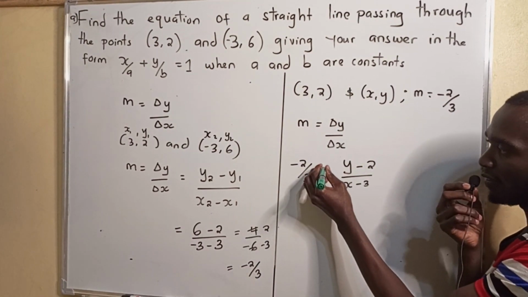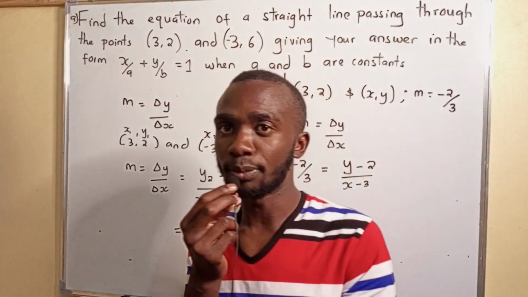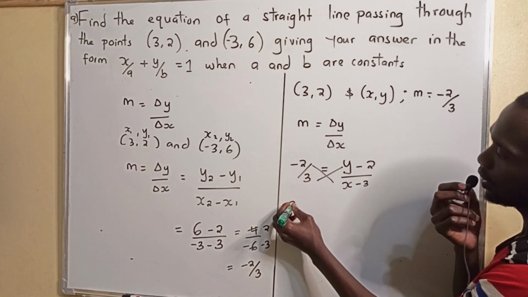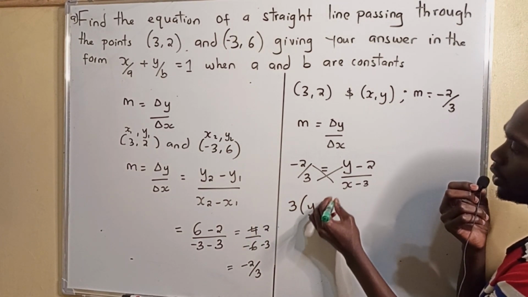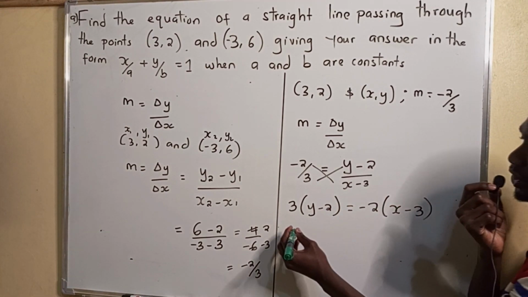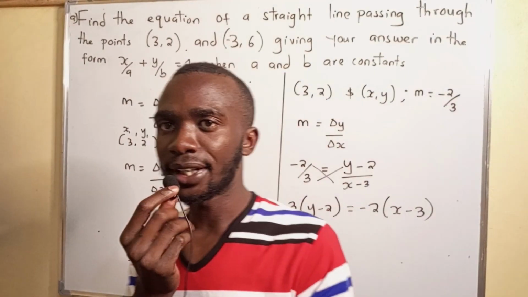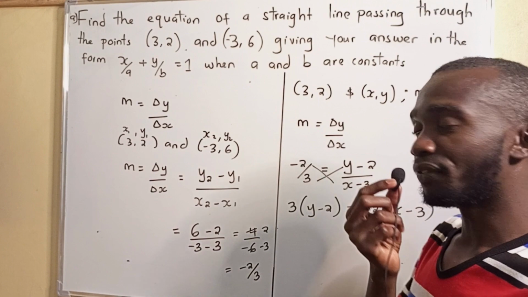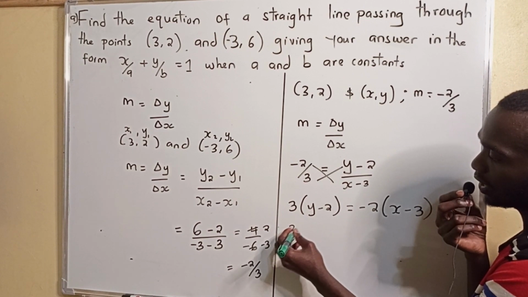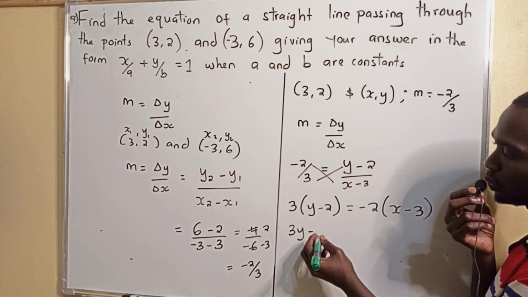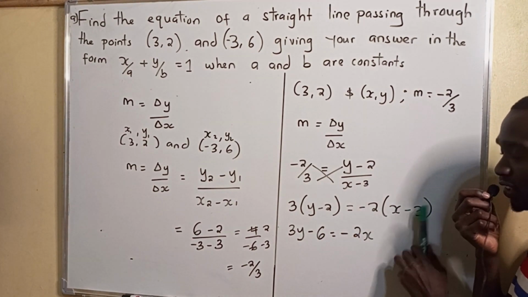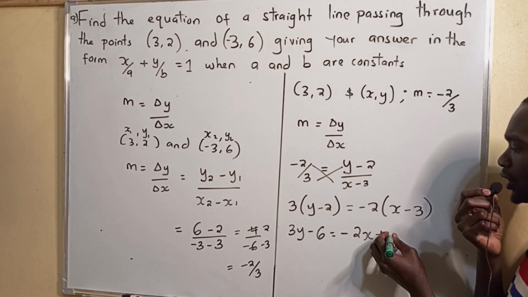Because we have an equal sign and fractions, we cross multiply. Cross multiplying, we get 3 into bracket y minus 2 is equal to minus 2 into bracket x minus 3. What is inside the brackets is affected by what is outside the brackets. Opening the brackets, we get 3y minus 3 times 2, that is 6, equal to negative 2x, and negative times negative is a positive 6.